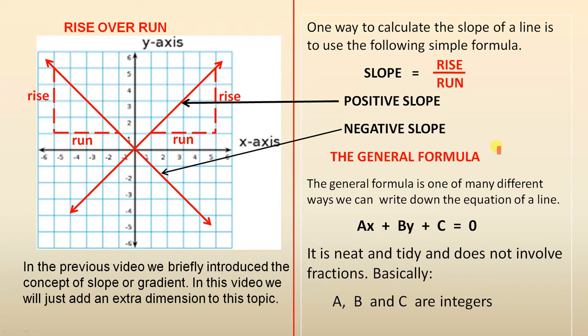The general formula is one of many different ways we can write down the equation of a line. And the general formula is ax plus by plus c equals 0. It is neat and tidy and does not involve fractions. Basically, a, b and c are integers. And if you remember from earlier videos, an integer is another name for a whole number.